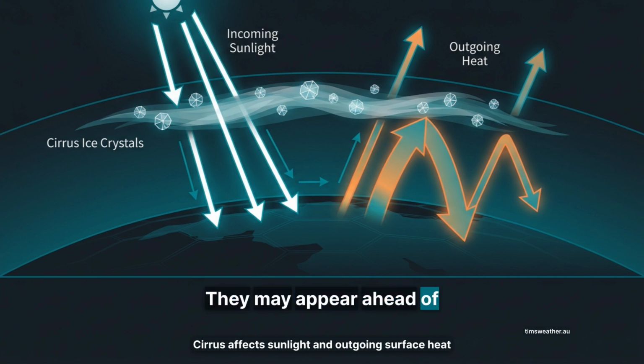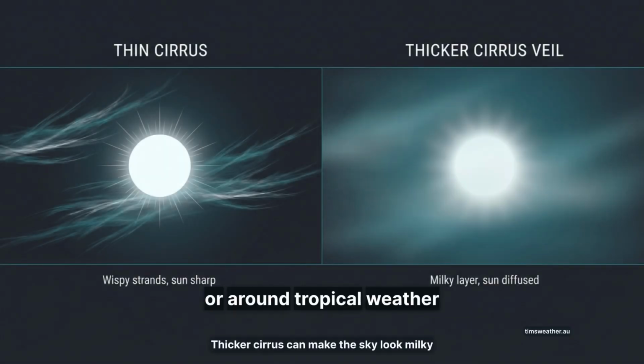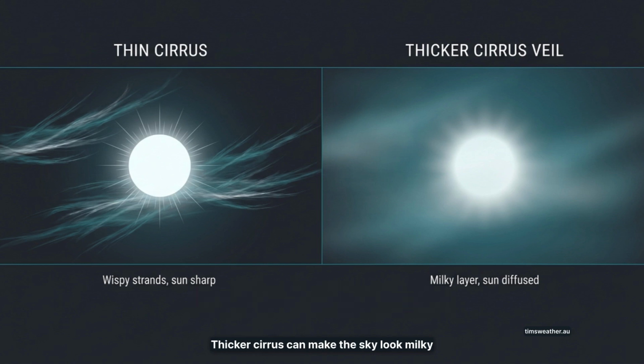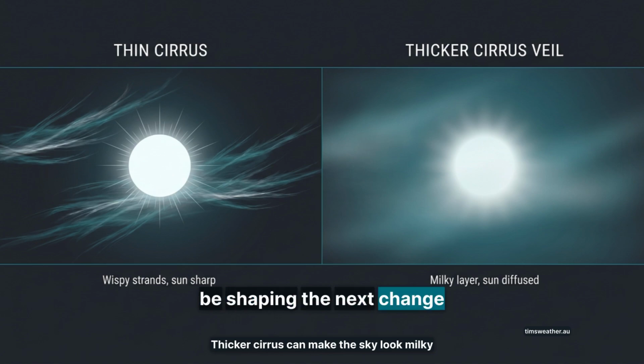To spot cirrus, look for very high white fibrous streaks, hooks, or veils. They may appear ahead of a trough, along the edge of a jet stream, after thunderstorms, or around tropical weather systems. Cirrus does not always mean rain is coming, but it is a useful clue. It tells you the upper atmosphere is moist enough for ice, and that strong winds aloft may be shaping the next change in the weather.